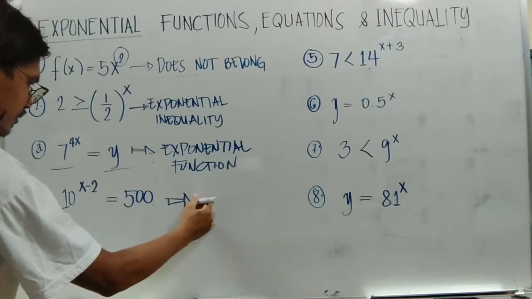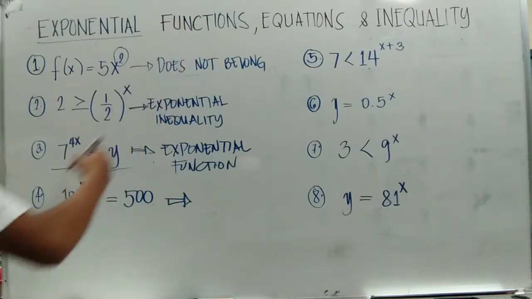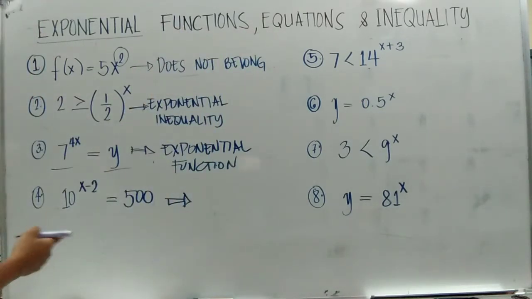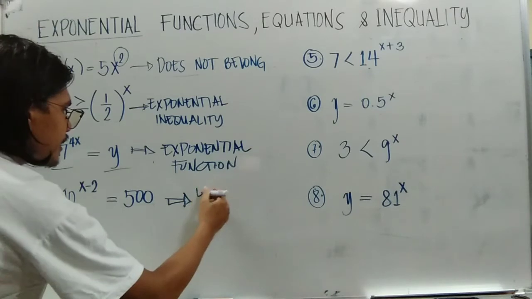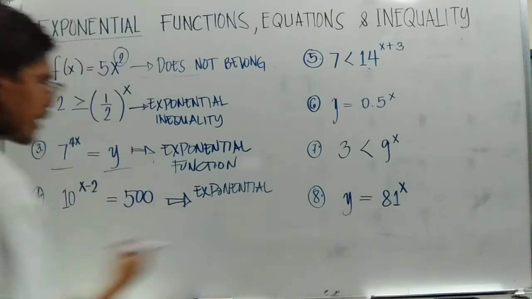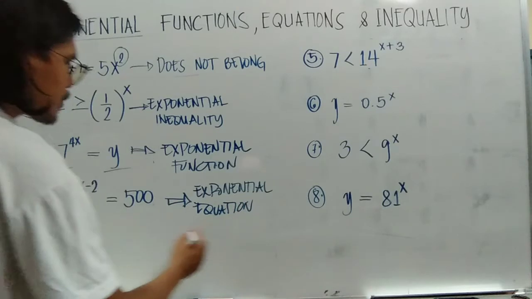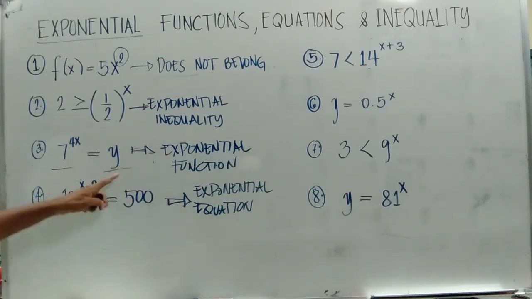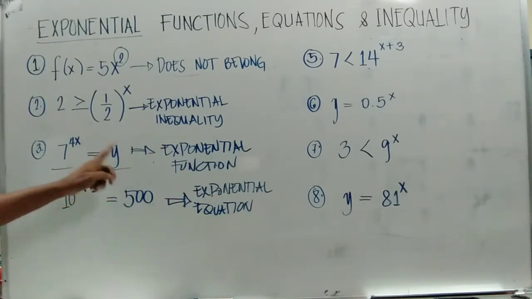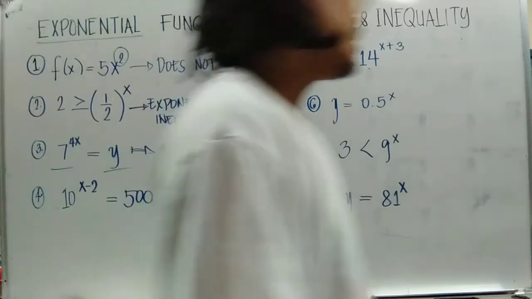Number 4, we have 10 raised to x minus 2 equals 500. What is the symbol? The symbol is equal. Then with equal, you will have to choose from function or equation. It is a function if you have y or f of x. We don't have y or f of x in here. So it is an exponential equation. The only difference between an exponential function and equation is this one. We have y or f of x here. Here we don't have y or f of x. So that will be an equation.